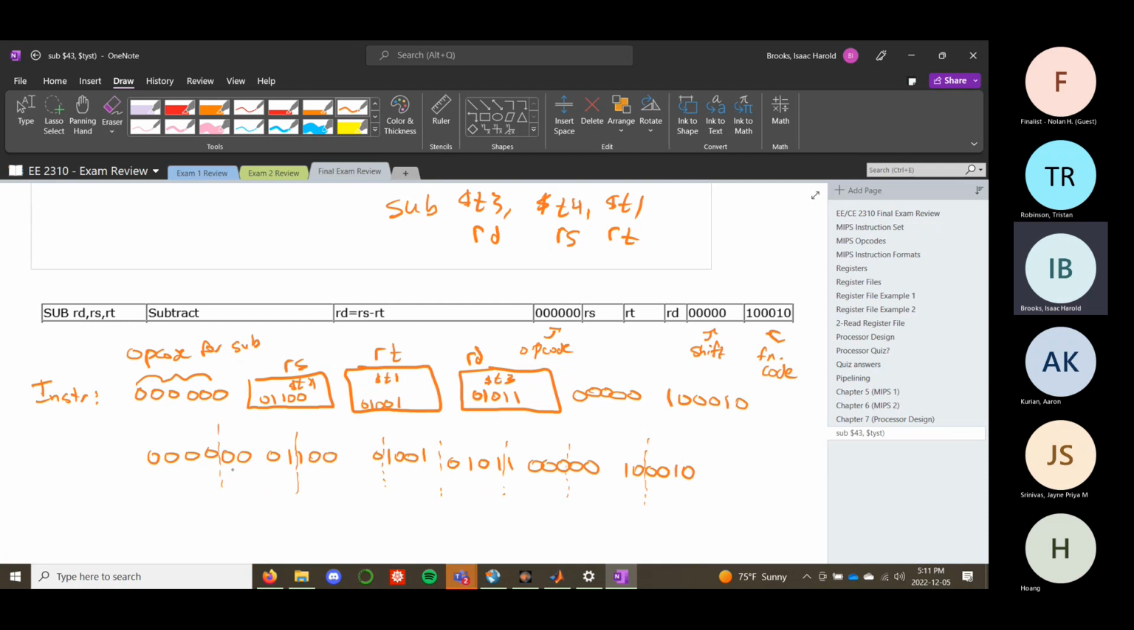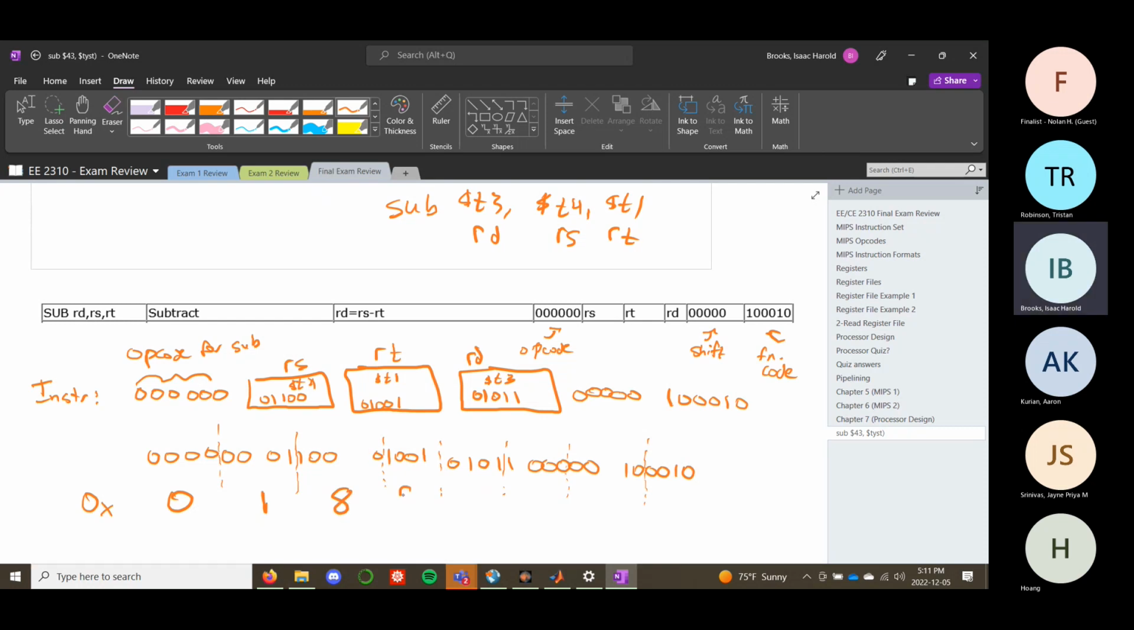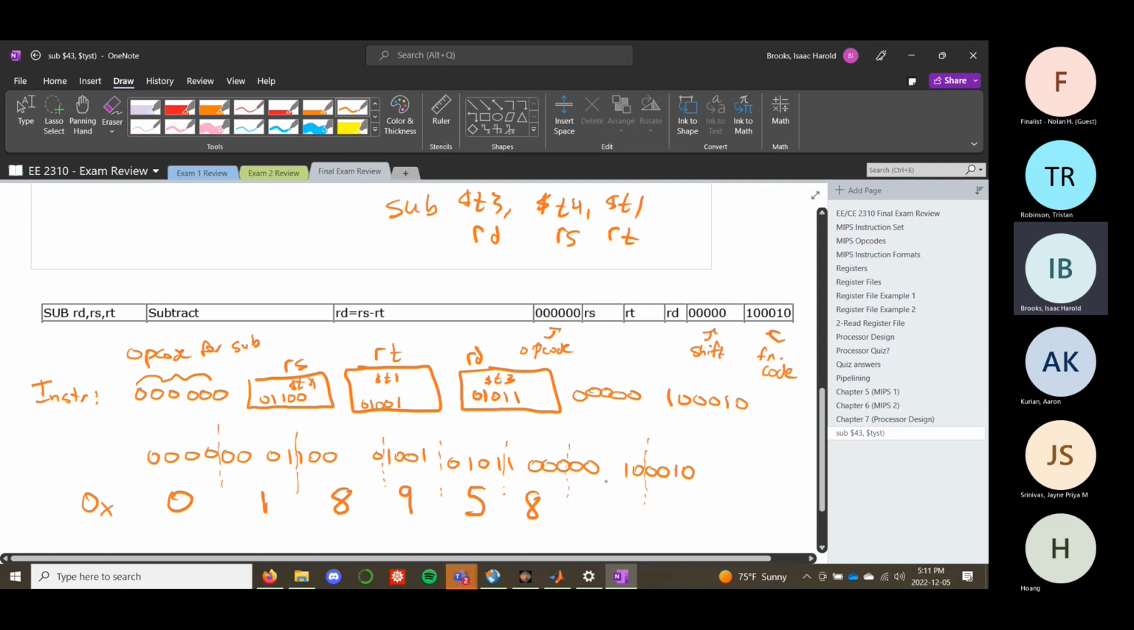Okay, and now you can go left to right. It doesn't matter. All zeros is going to be the hex number. This is a hex zero. This is a hex one. 1000. What is that in hex? Eight. 1001. That's a nine. 0101. What's that? Five. 1000. That's another eight. 0010 is a two. And that's another two. So this would be our instruction in hex.